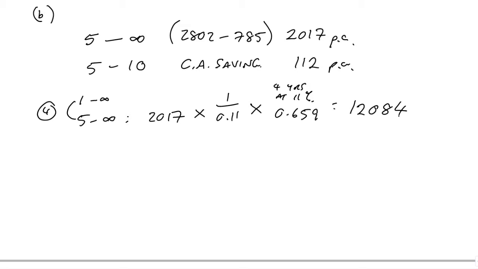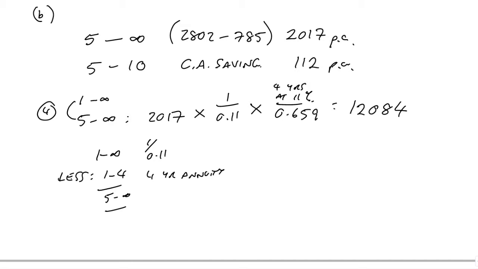12084. Now, I said there are 2 ways. The alternative, if you prefer it, is to say r from 1 to infinity, it's 1 over r. We only want 5 to infinity, so subtract the factor for 1 to 4, which is the 4-year annuity factor. Now, I'm not going to do it. It'll end up exactly the same answer. Slightly different because of rounding in the tables, but you don't lose marks for that. So don't worry, it's your choice. Either 1 over r and then discount for 4 more years, or 1 to infinity 1 over r less the 4-year annuity, and we're left with 5 to infinity.